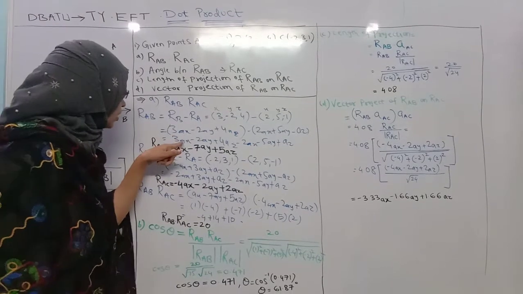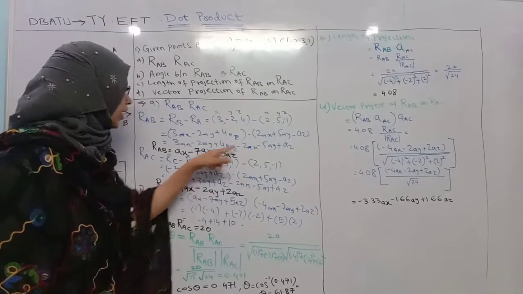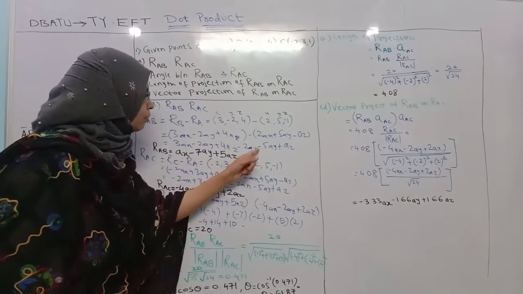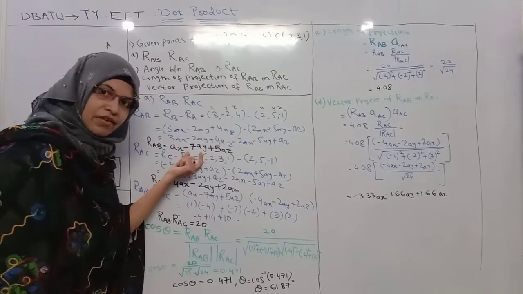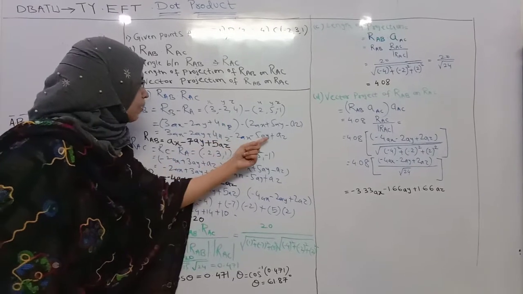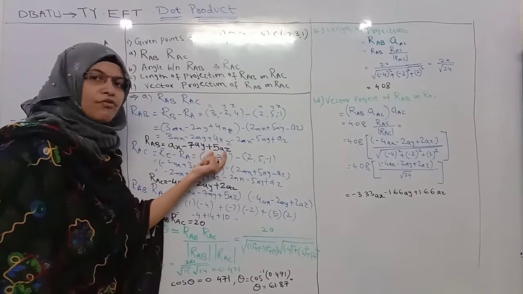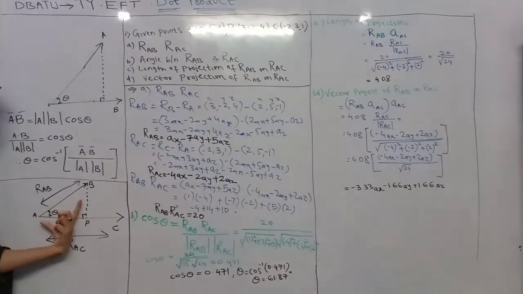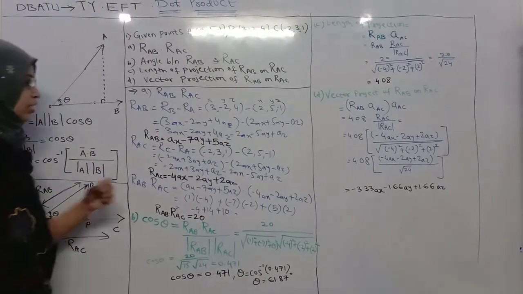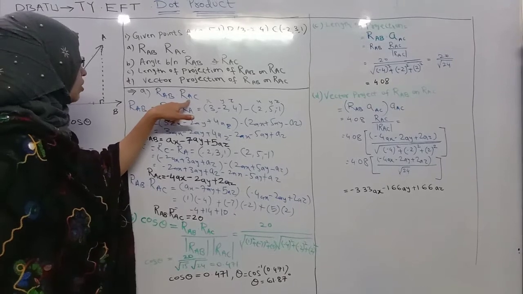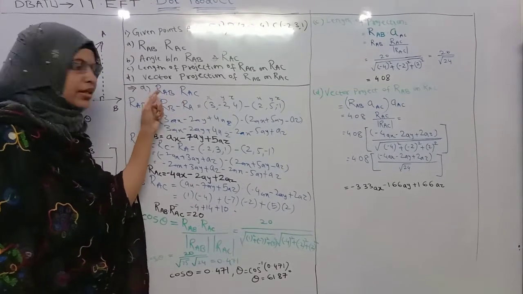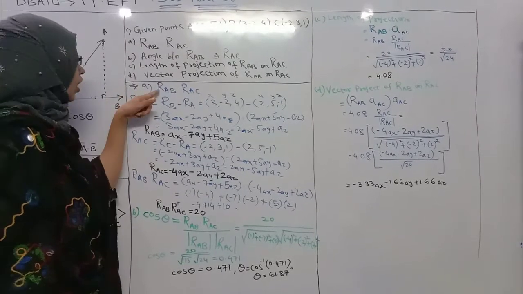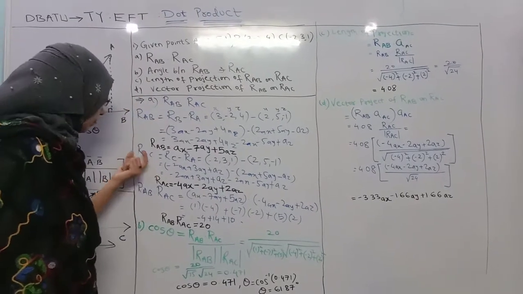Now see here, 3ax and minus 2ax will become ax. Now minus 2ay and minus 5ay will become minus 7ay. Now 4az plus az will become 5az. So this is the vector RAB, nothing but this length. Similarly, come to the next. Directly it's not possible to calculate RAB dot RAC, so individually we need to calculate. So RAB finished.